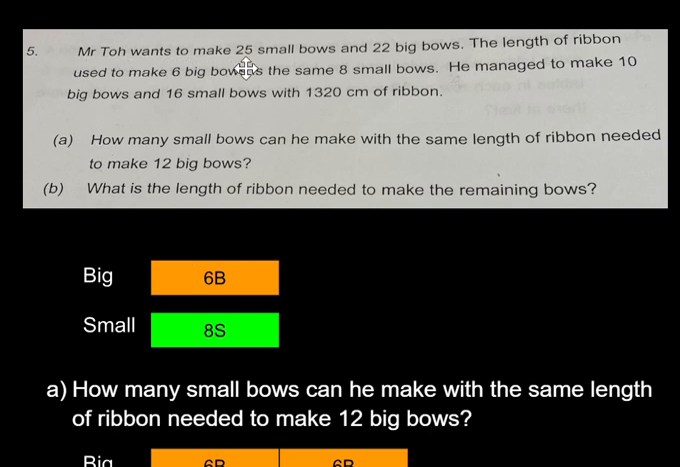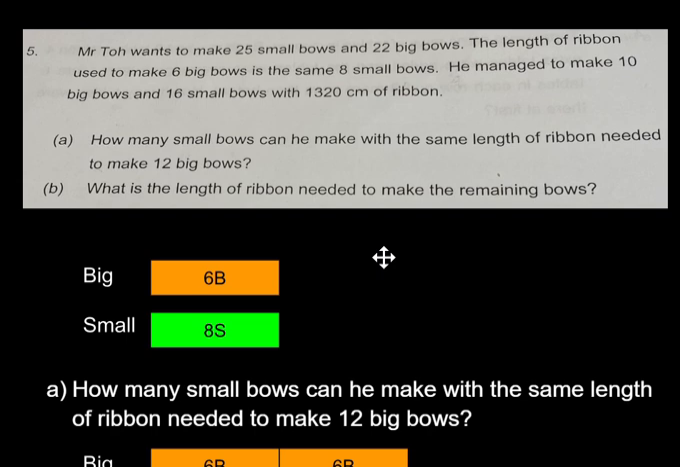Mr. To wants to make 25 small bowls and 22 big bowls. The length of the ribbon used to make 6 big bowls is the same as 8 small bowls. He managed to make 10 big bowls and 16 small bowls with 1,320 centimeters of ribbon. A. How many small bowls can he make with the same length of ribbon needed to make 12 big bowls? B. And the length of the ribbon needed to make the remaining bowls.